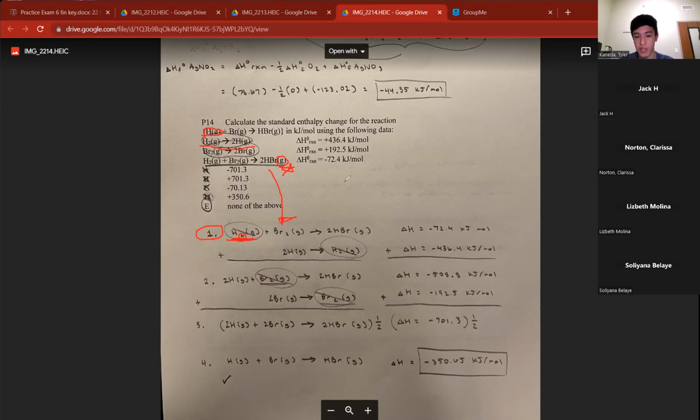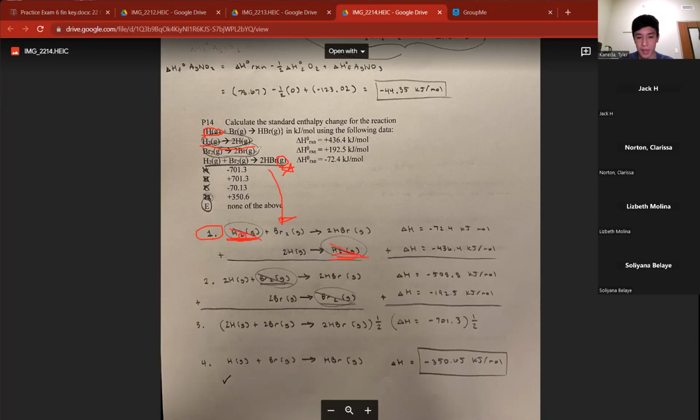And so the rule is when you're trying to cancel out something, in this case this H2, the equation that you use has to have that same compound, but on the opposite side. So you can see right here that the H2s are on opposite sides. And so I'm able to cancel them out like that.